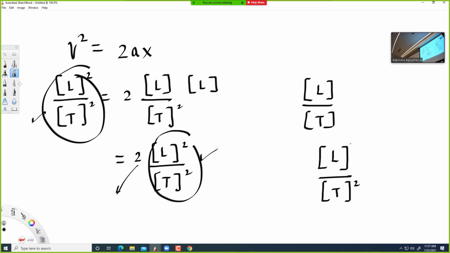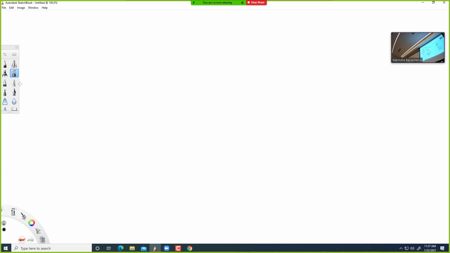So the next thing is uncertainty. In physics, we do lots of measurement. Physics is all about measuring the physical quantities. Like we measure length, we measure speed, we measure mass. So physics is all about measuring physical quantities. So when we measure the quantities, we get a number in terms of some unit.